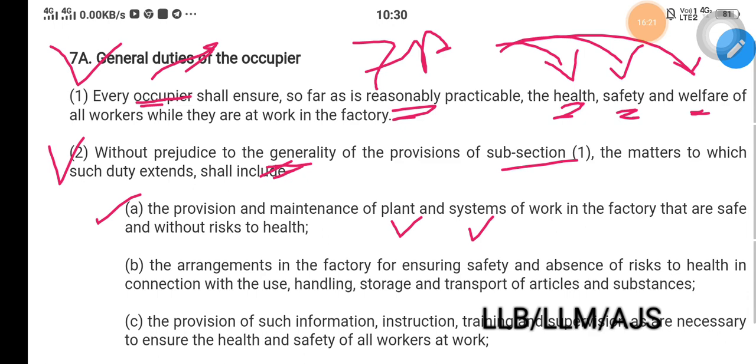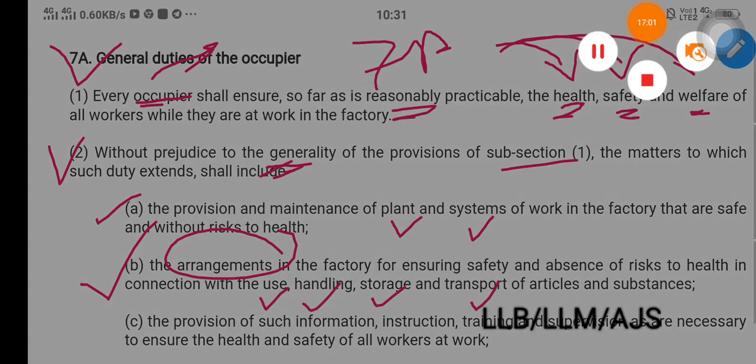Then comes B. The arrangements in the factory for ensuring safety and absence of risk to health in connection with the use, handling, storage, and transfer of articles and substances. So they have to arrange for the purpose of ensuring safety of the workers, and also for reducing the risk to the health of the workers. In connection with use, handling, storage, and transfer of articles and substances, they have to make arrangements.